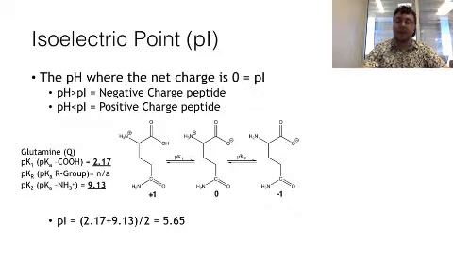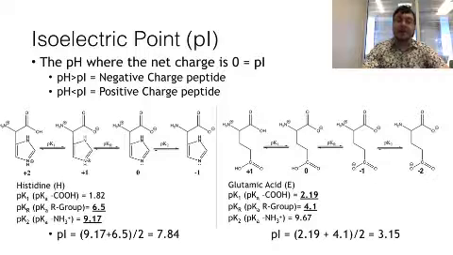The isoelectric point is the pH where the peptide or the amino acid we are looking at has a net charge of 0. Whenever the pH is higher than the pI, it's considered a negative species, and whenever the pH is lower than the pI, the molecule will be a positive species. The pI is a net charge of 0. This does not mean that there is no charge, it just means that the positive outweighs the negative. So for glutamine, we take the mean or average of the two pKa values, giving us a pI of 5.65.